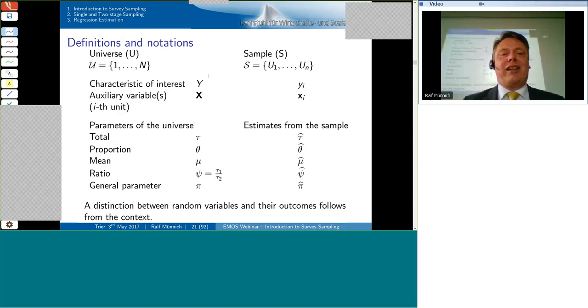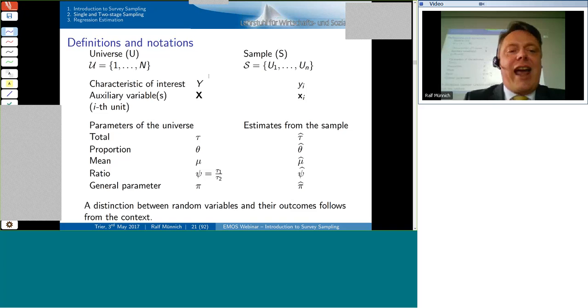I try to use a classical design, and that means we make the difference between universe and sample. There are a lot of different things, and very unfortunately, the classical sampling literature uses capital letters for universe values and small letters for the sample. Unfortunately, people in statistics use capital letters for random variables. In our case, we in general see what is a random variable and what is something from the universe.